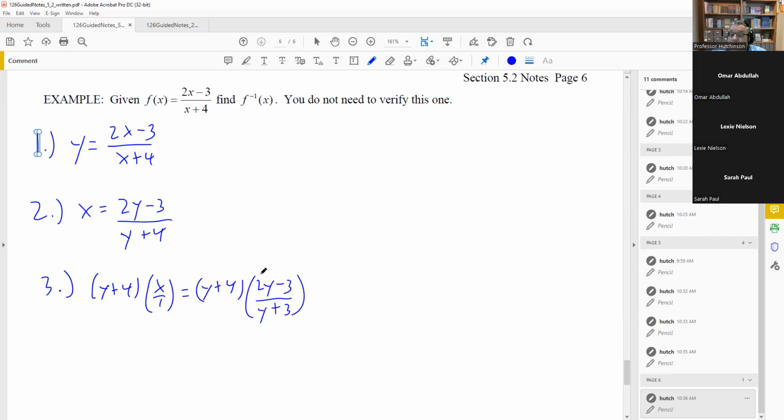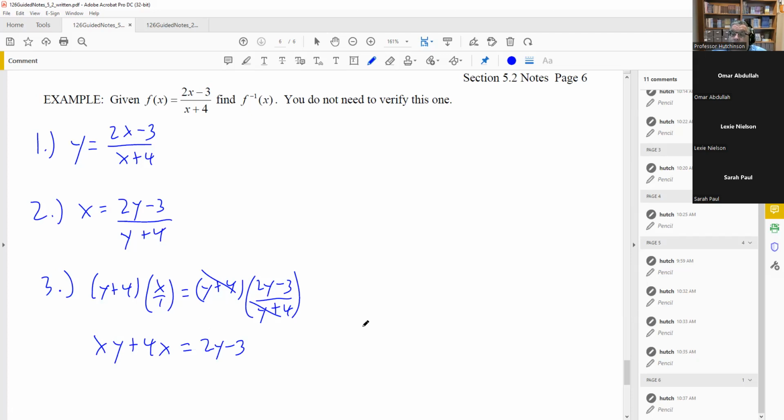By multiplying both sides by y plus 4, this is a 4 down below here. By doing that, you're going to eliminate the y plus 4s on this side, then you don't have a fraction anymore. If I multiply this, I get xy plus 4x, and that's equal to 2y minus 3. So those cancel out, and I get this.